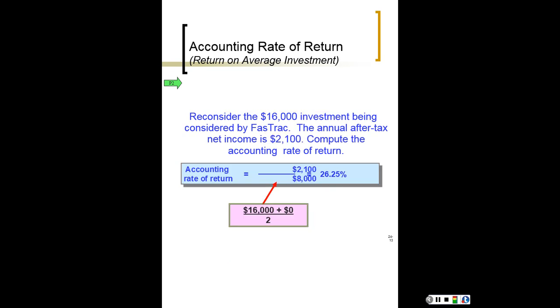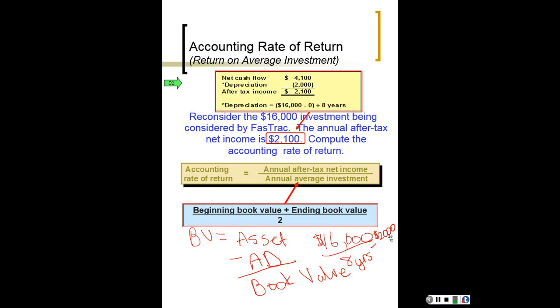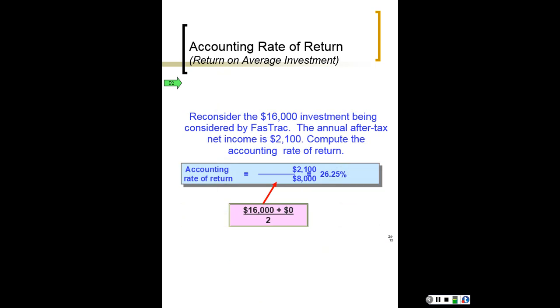Okay, so what are the numbers here? We take the $2,100 and we're dividing it by the 8,000. So let's go back again. Average after-tax net income. So the average after-tax net income we were given was $2,100. And then the annual average investment. Well, wasn't the investment $16,000? So why is the average annual investment showing up as 8,000? The reason for that is this is the average annual investment, 16,000 at the beginning of the year plus 0 at the end of the year. Divide it by 2.